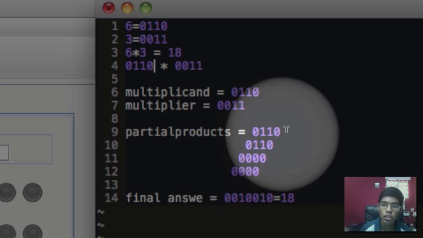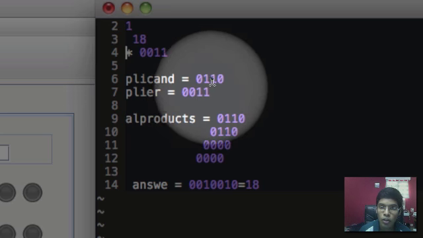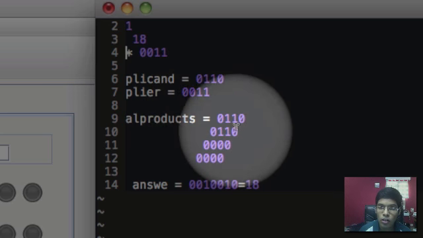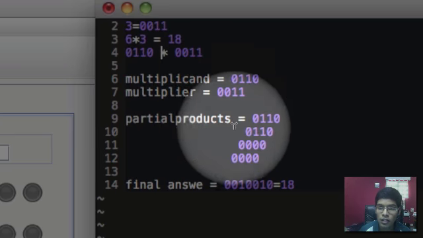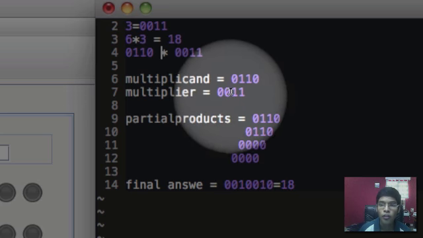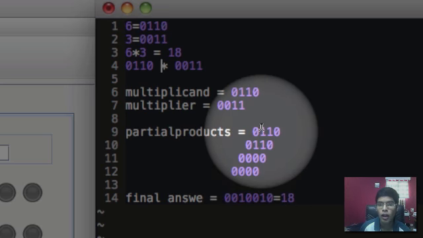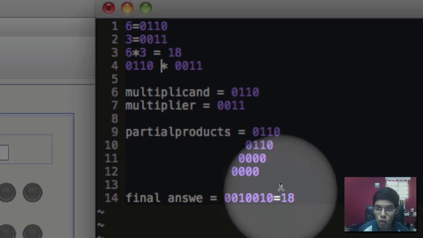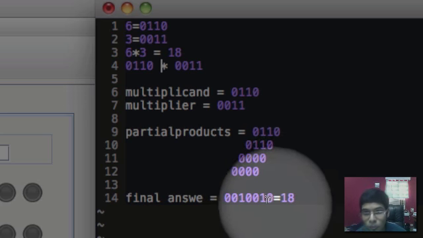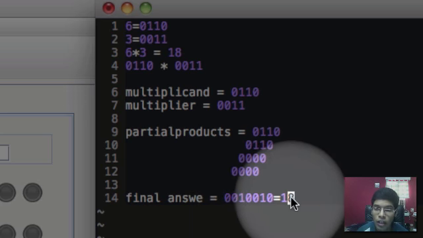So the partial products are 0110, and again multiply 1 into second bit into 0110, that will be 0110. Third bit into multiplicand would yield again 4 zeros, and fourth bit into multiplicand would yield 4 zeros again. So add the four partial products and the final answer would be 0001 0010. If you convert this binary value into decimal system, you will get 18.